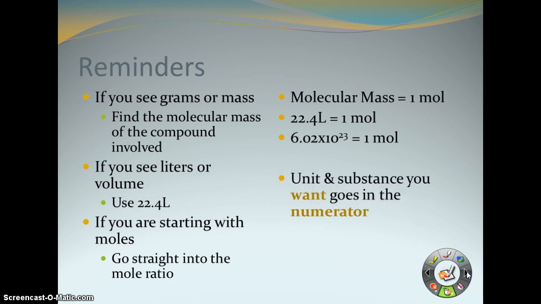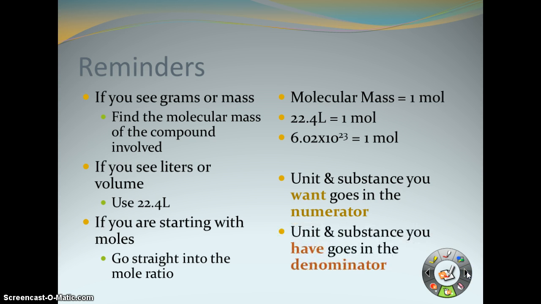The unit and the substance that you want is going to go in the numerator. The unit and the substance that you already have is going to go in the denominator. You've got to use dimensional analysis. You've got to include your unit and your substance so that when you get to the end, you know what you're looking for and your setup is going to appear correct.